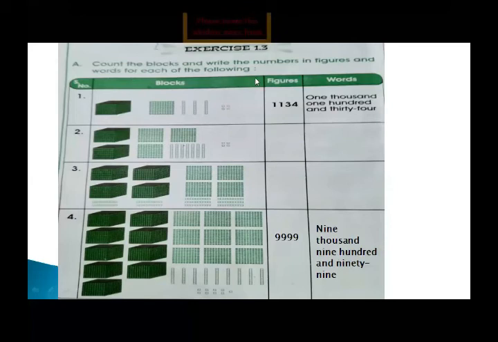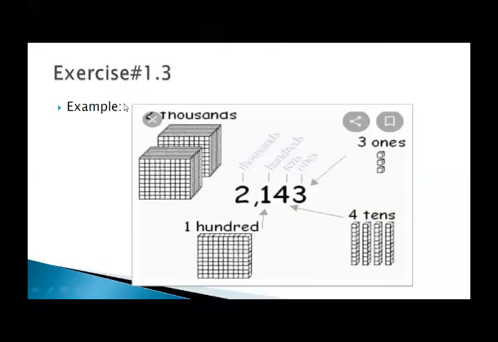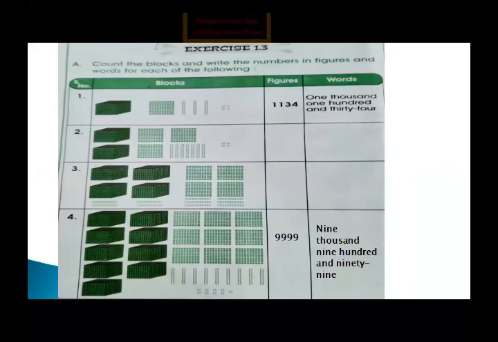Count the blocks and write the numbers in figures and words for each of the following. Same as exercise 1.1. In exercise 1.1, we were talking about 3-digit numbers, and here we are talking about 4-digit numbers, which come after 1000. So here you see a dark green 3-dimension box. How many 3-dimension boxes, or how many boxes of thousands, are there? Only 1. So you will write 1 at the place of thousands, with units, tens, hundreds, and then thousands.